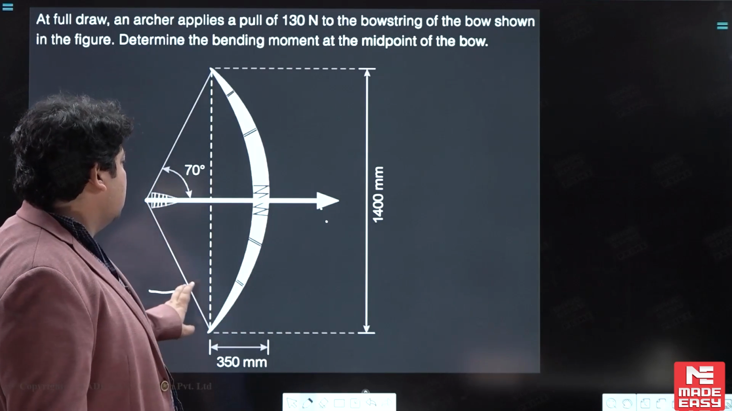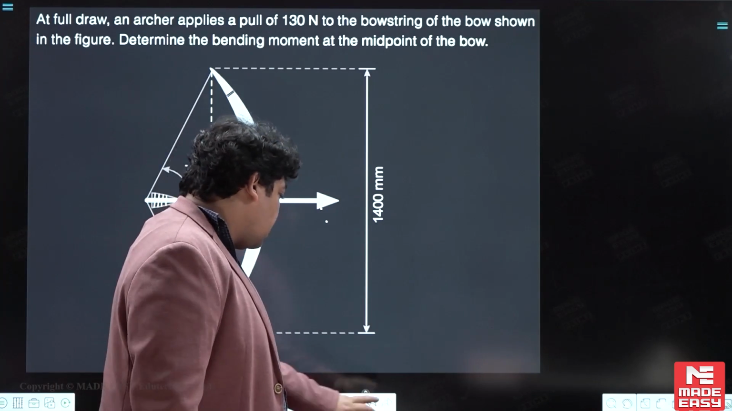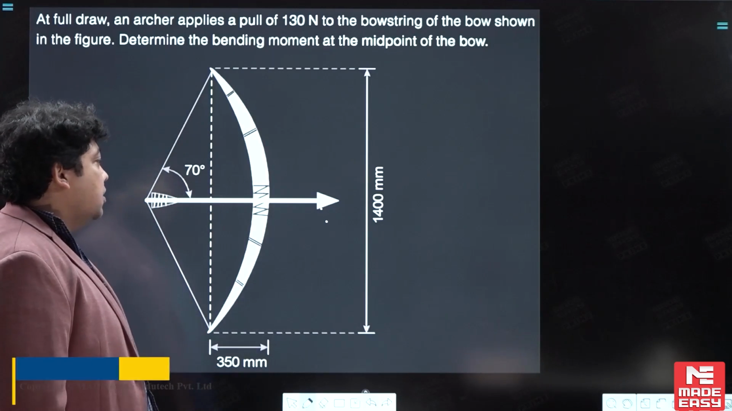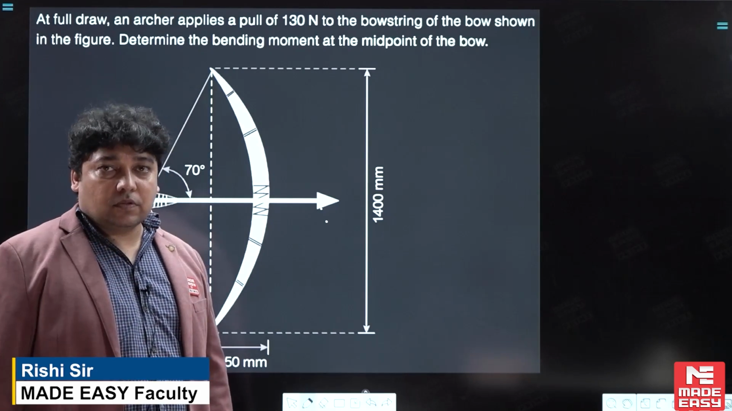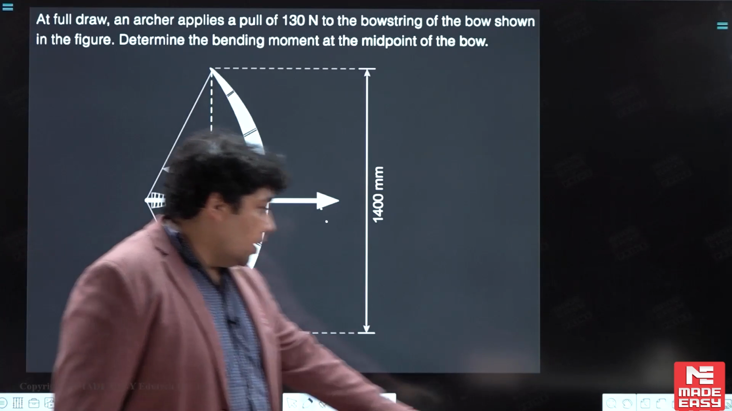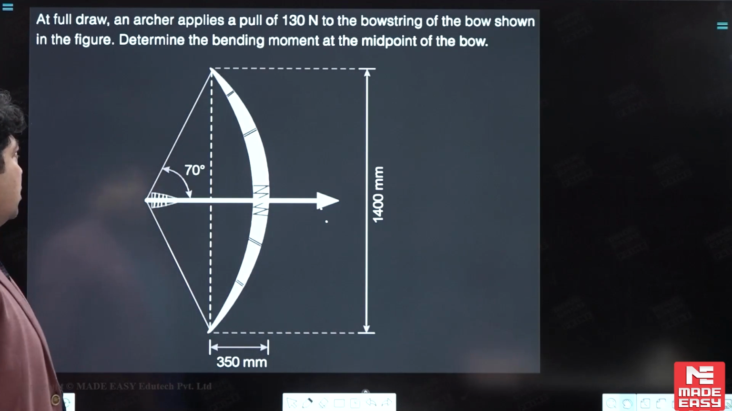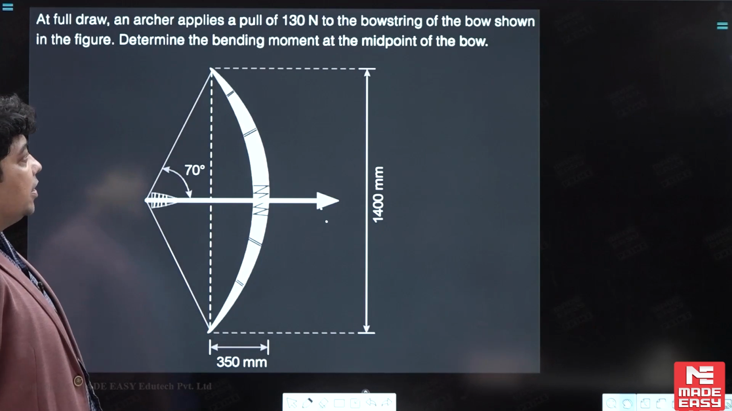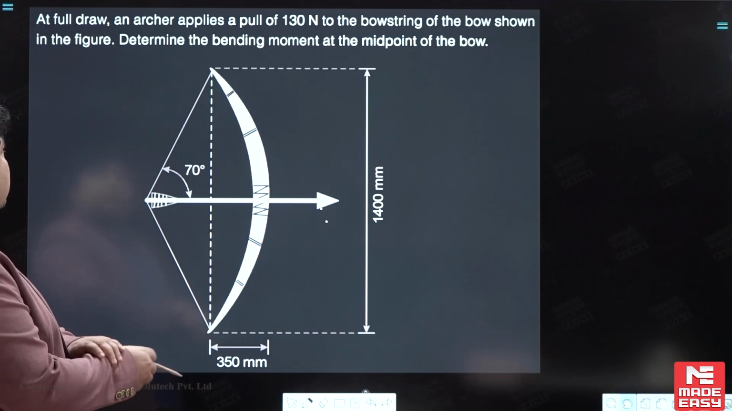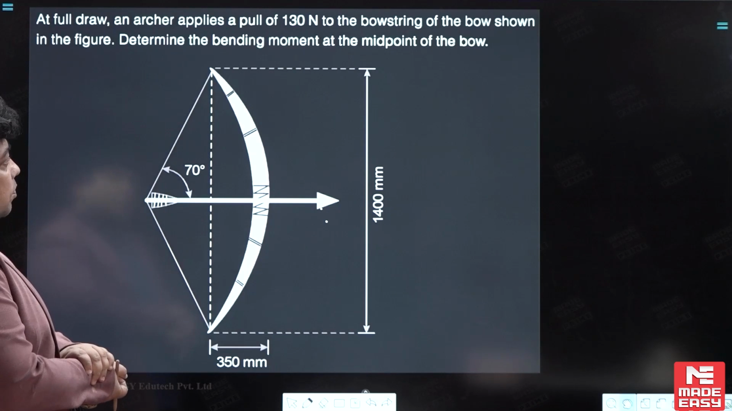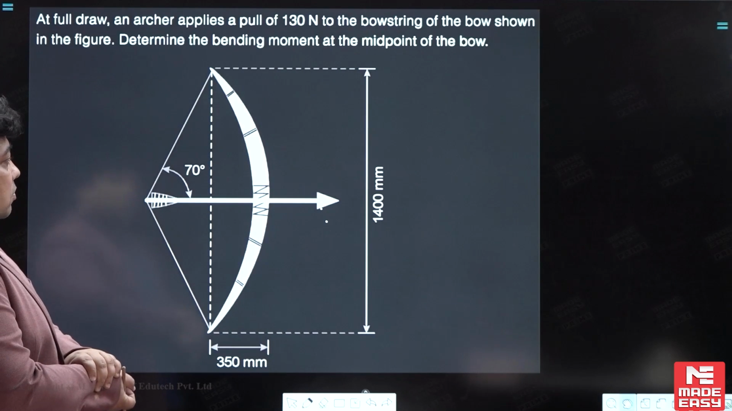So this next question is in the bending moment topic, and it is a numeric answer type question. In this question, just see the figure: at full draw, an archer applies a pull of 130 Newton to the bowstring of the bow shown in the figure. Determine the bending moment at the midpoint of the bow.